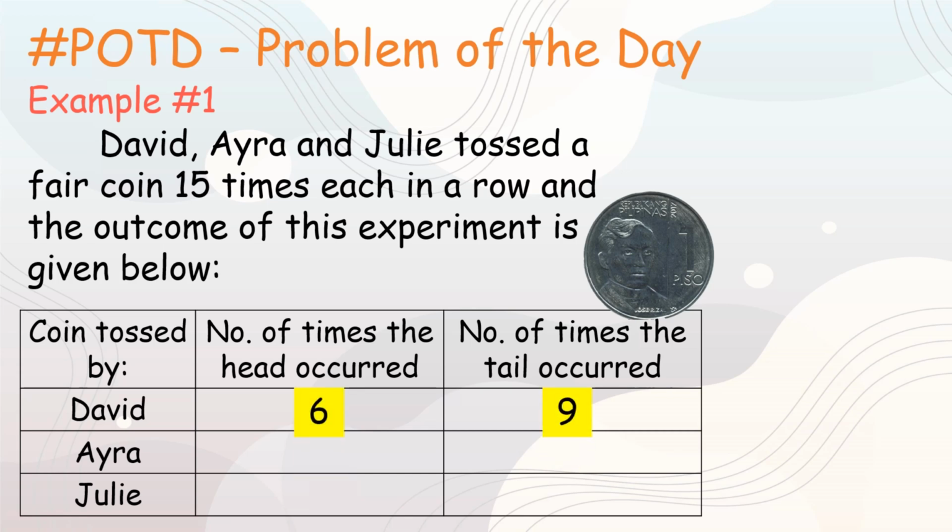Kay David, class, number of times the head occurred is 6, no? Since gusto niyo na yung head ay 6 na beses na lumabas. While yung tail, 9 times, no? So, ibig sabihin, 15 times siyang nag-toss ng coin, pero ang lumabas na head ay 6 lang. And then, yung lumabas naman na tail is 9 lang. Okay. Si Ira naman, 7 times yung head na lumabas, then 8 times naman yung tail. Then si Julie, 8 times yung head, then 7 times yung tail. So, bawat isa sa kanila, pair sila na 15 times silang hagis ng coins.